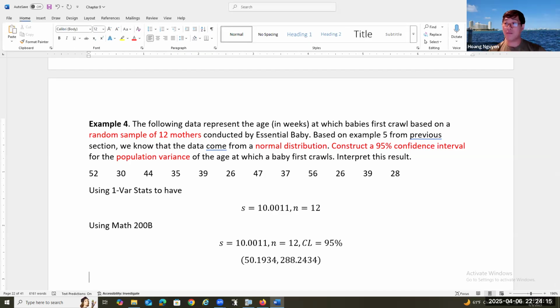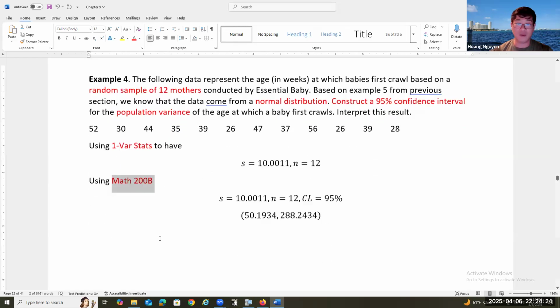So if you're going to use any program or shortcut to get the answer, just show me the name of the shortcut. So we're using 1-Var Stats, and after that, we're using Math 200B, and that's how we got the answer from the calculator.